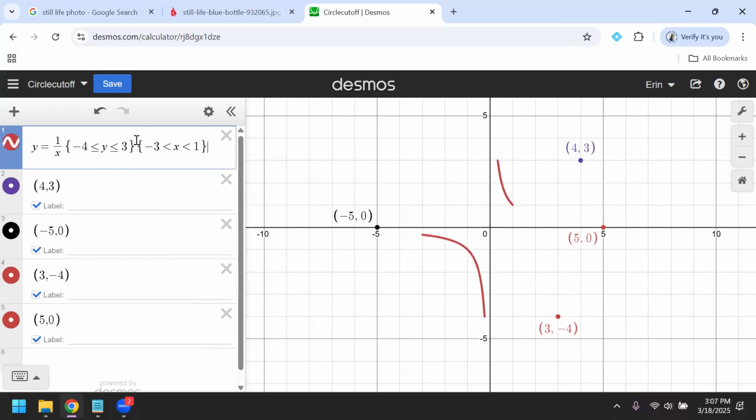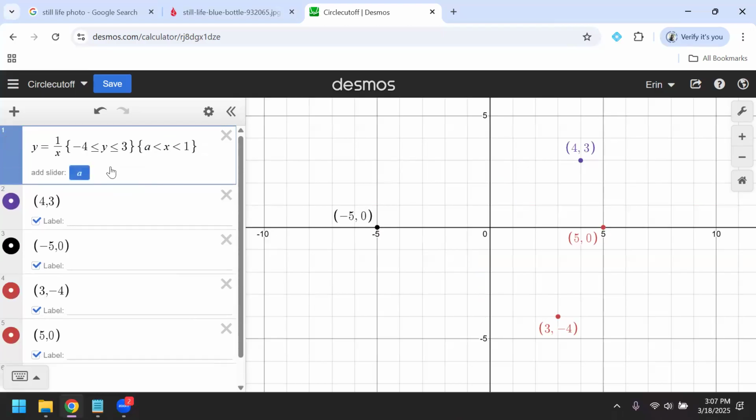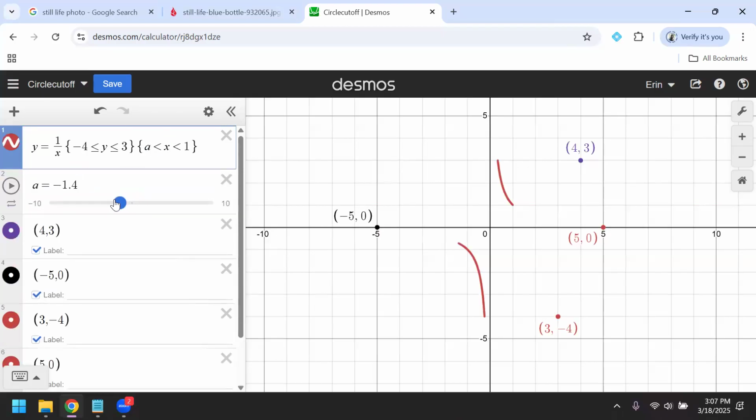I can even add multiple parentheticals to cut off multiple sections of the graph if I want to. So I want you to play around with that and play around with using the sliders wherever you can to try and get the pieces of the graph that you want on the art.